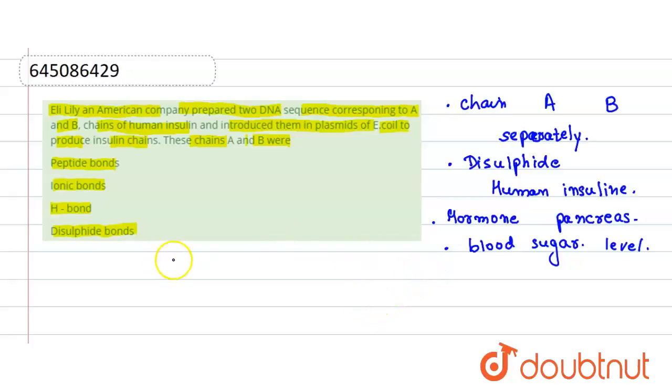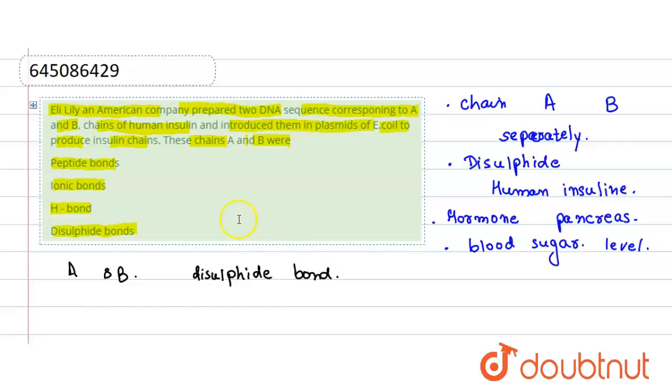Now, what they did here, they removed the chains which were named A and B, and then they combined chain A and B with the help of a disulfide bond. So which bond was used here? Disulfide bond. Okay, so they used this disulfide bond.